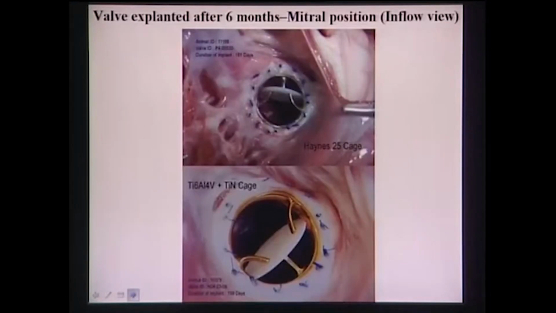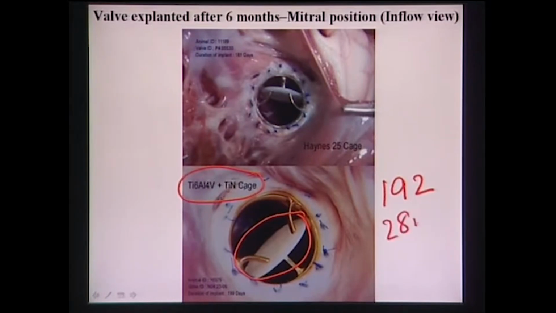Okay. This is an example of an artificial heart valve, which is made of titanium 6 aluminum 4 vanadium alloy plus titanium nitride coating, and you can see that after 192 days, which is roughly around 28 weeks, right, so 28 weeks is roughly around 7 months. So it was implanted in some animals, and the duration of this implant is 7 months, and then here it is around the same time.